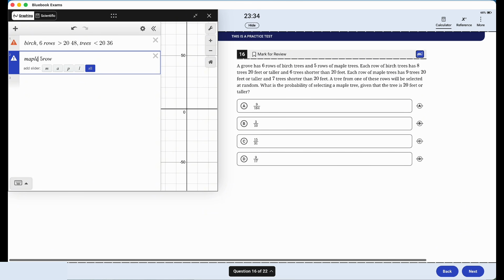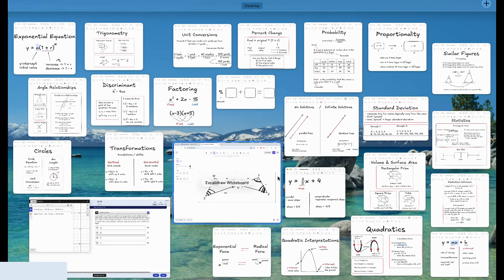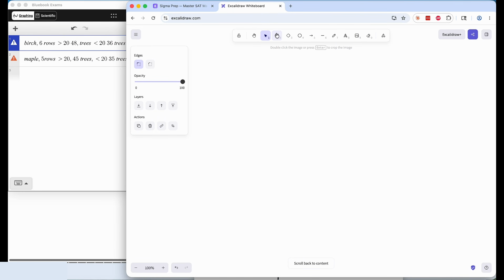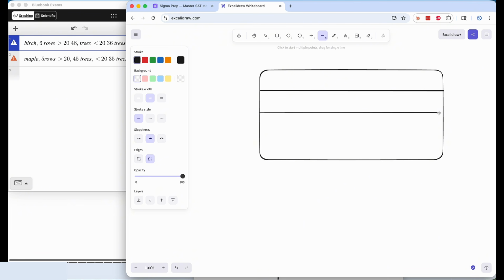And then for the maple, you got 5 rows, right? And so greater than 20, they said each row has 9 trees that are greater than 20. So 9 times 5, 45 trees. And then for less than 20 feet tall, it was 7 trees that are shorter than 20 feet. So that's 5 times 7, so it's 35 trees, right? So let me put this in a nice table here for you so you guys can visualize this, right? So let's go over here and draw. This is what normally you would just get, right? So this is just what's making this problem super tedious. Normally you'd have all this information already for you, right? Let me just draw this.